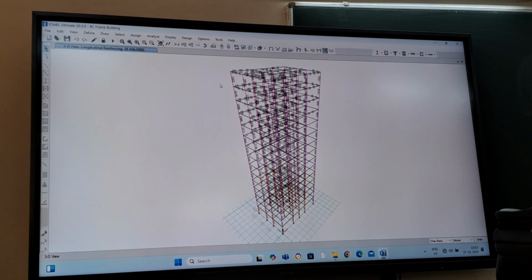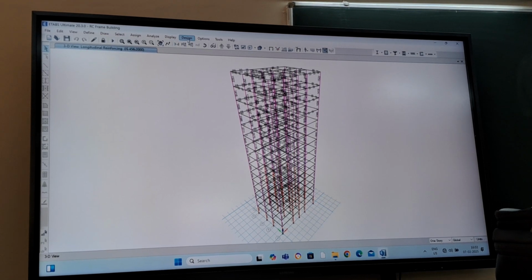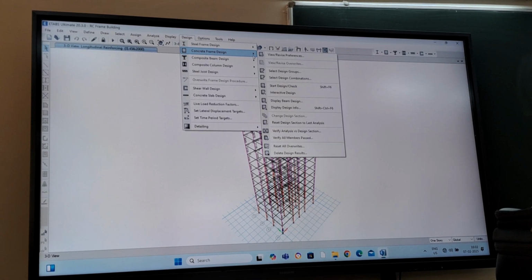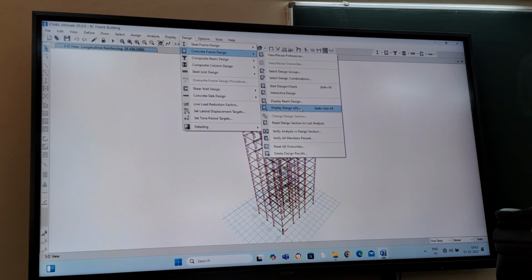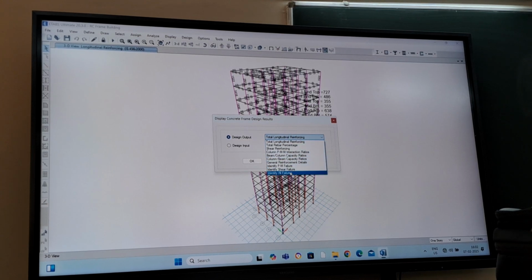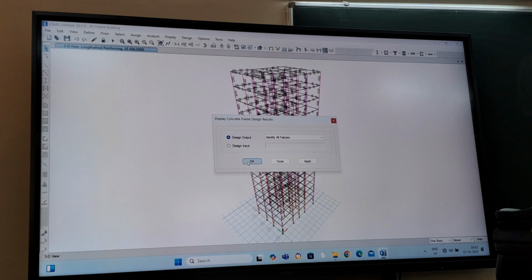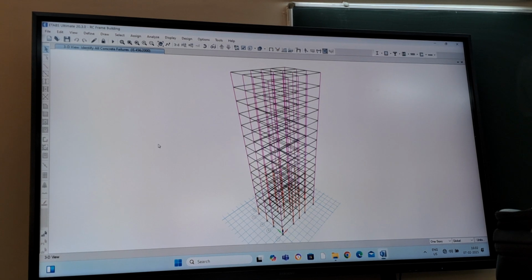So design is done, and the first thing you have to check is whether members are failing or not. There is a preliminary check here. Go to the option Display Design Info and identify all failures. Okay, so it will give you some preliminary check.